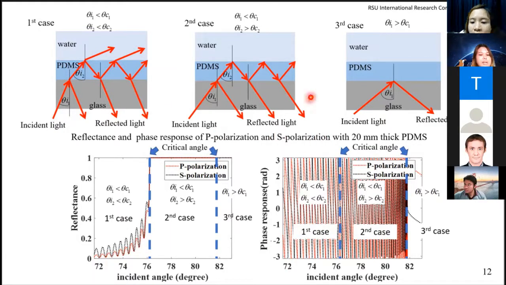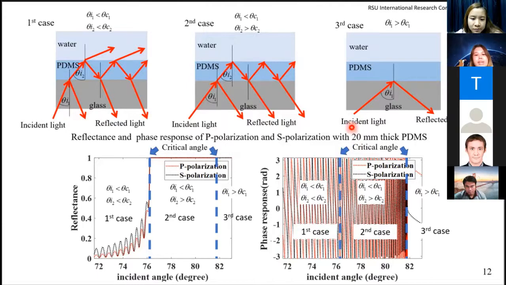And for the second case, the incident angle at the interface of PDMS and water is more than the critical angle, so all of the light will be reflected at this interface. So the reflectance would be equal to 1 because there is no light energy going out of this system. But this effect can cause interference between the reflected light from the two interfaces, and the result is shown in the phase response.